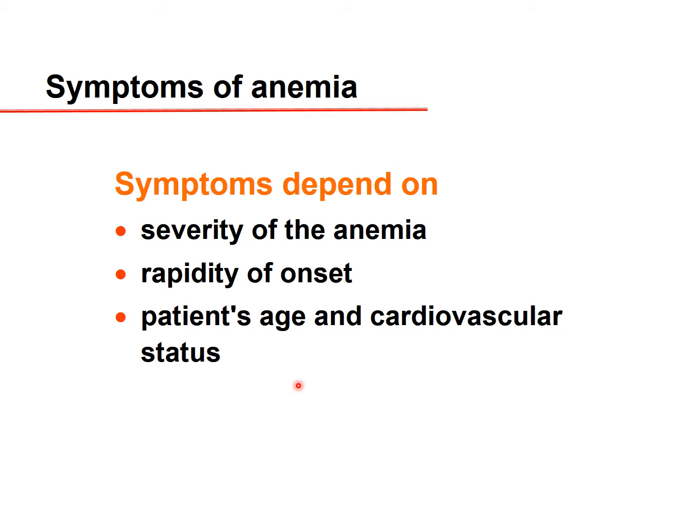Now, what can be the symptoms of anemia? I already mentioned some. However, as I mentioned before, the symptoms depend on the severity of the anemia, the rapidity of the onset, and the patient's age and cardiovascular status. If it's a very severe one, as we discussed before, we can have different symptoms. If it develops rapidly, the symptoms can be more advanced, and especially in elderly patients, especially in those who had some cardiovascular problem, they could develop different and more severe symptoms.